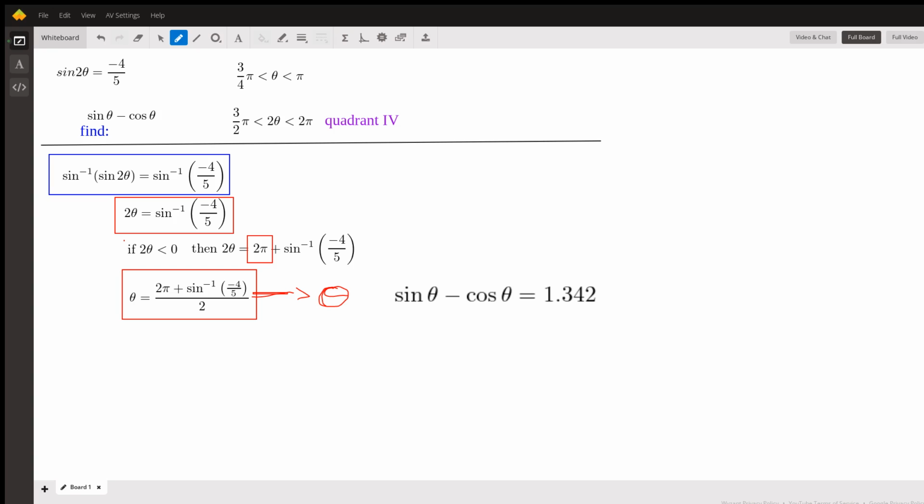Which one does it give you? Might depend on your calculator. So that's why you have to do this check here.